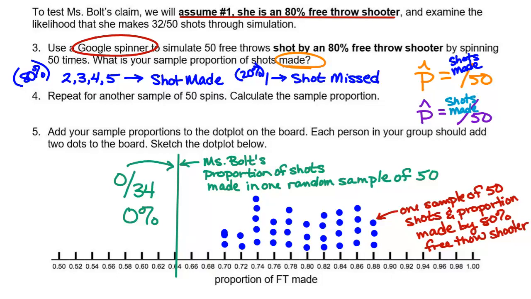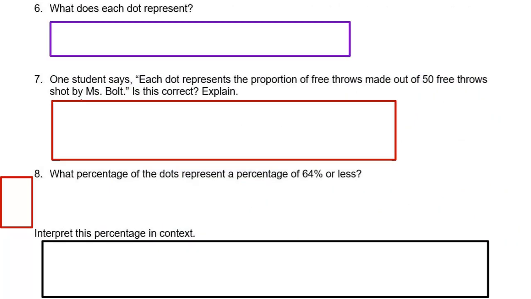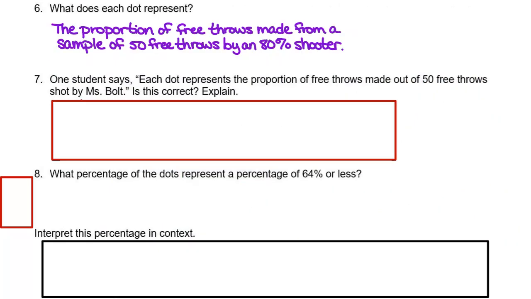Go ahead and flip it over on the back side. We already answered this first part here. We wrote it on the picture, but I'd like you to get it down in the second spot as well. Each dot represents the proportion of free throws made from a sample of 50 by an 80% shooter.